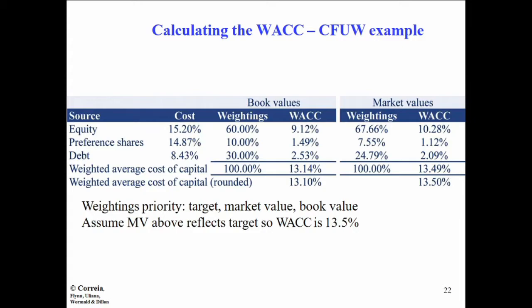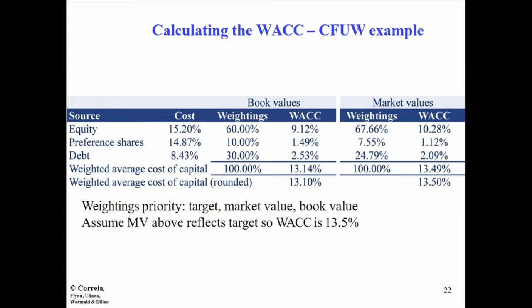These projects will be evaluated by comparing the return that the project is going to generate to the weighted average cost of capital. As you can see in the slide, the WACC has been calculated using the book values and the market values, and we can use this to compare the two. As you can see, the WACC calculated using book values has resulted in a lower WACC of 13.14%. We would only use book values to determine the weightings in the WACC calculation if the book values are reflective of the company's target capital structure.